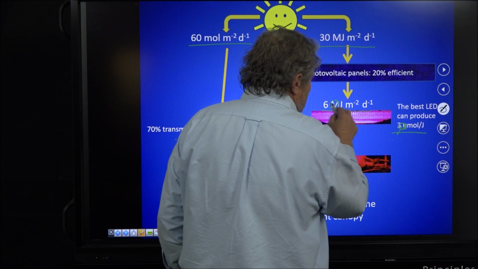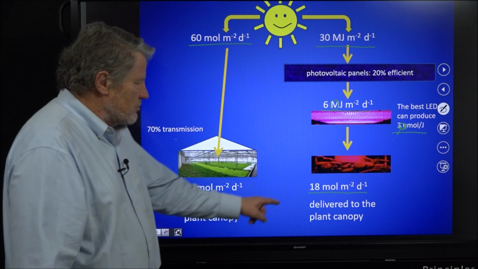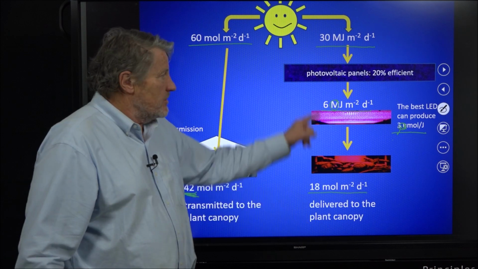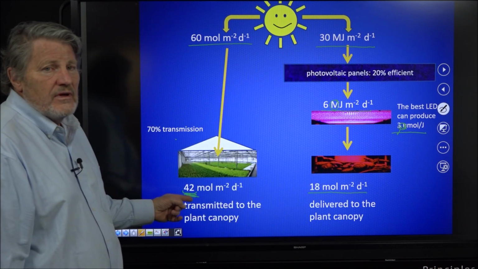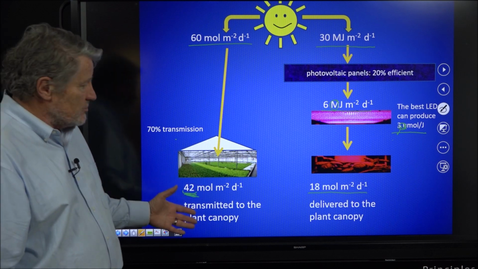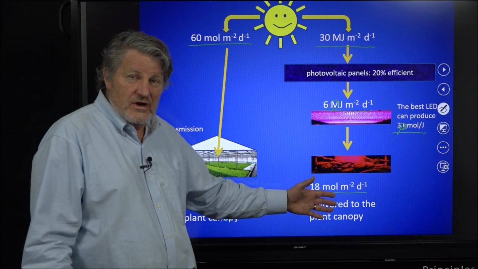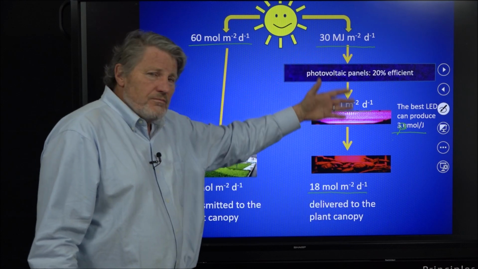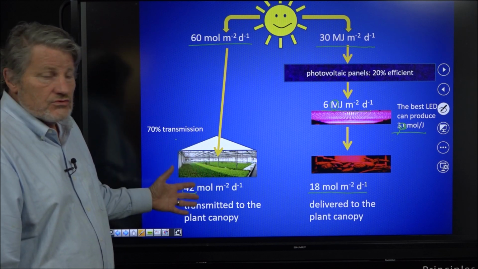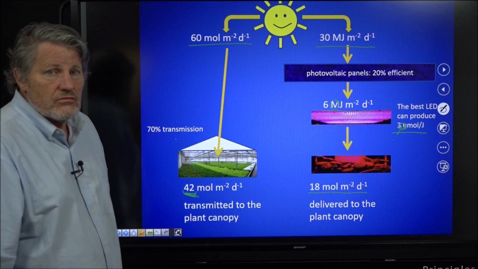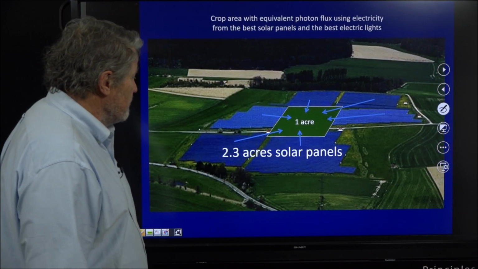So this is 3 times 6, 18. Moles of photons delivered to the plant canopy with solar photovoltaics, and it's 42 here. This is a bigger number than this. It takes more than 2 times the area of solar panels to make the equivalent of what we could get in a greenhouse with nothing, just a glass greenhouse. So I made a diagram to emphasize that point.